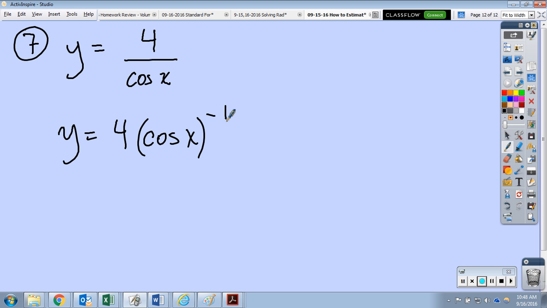Is that product rule, or couldn't you just do like the derivative of y, dy over dx is negative 4 cosine x negative 2? No, you have to. This is definitely a product of 4 and cosine x to the negative 1 power.